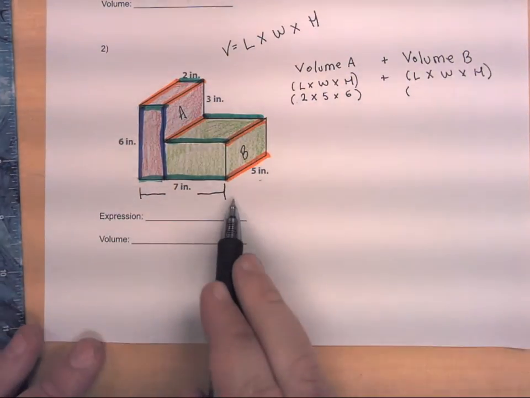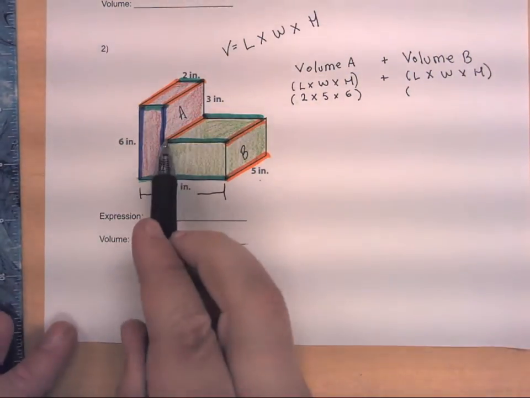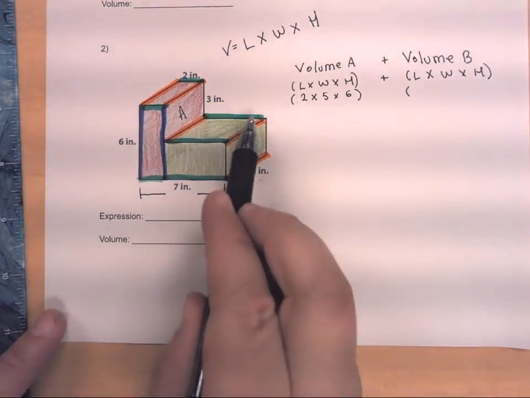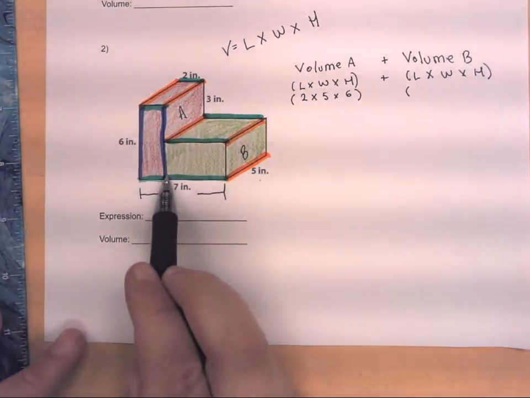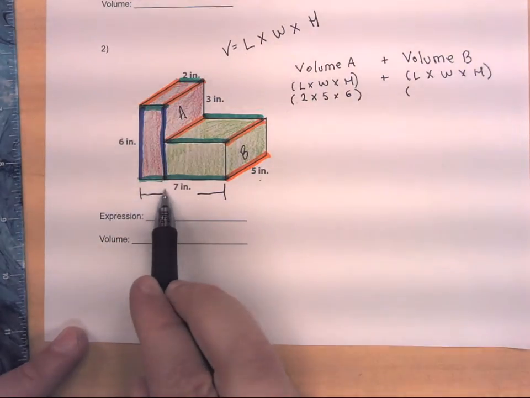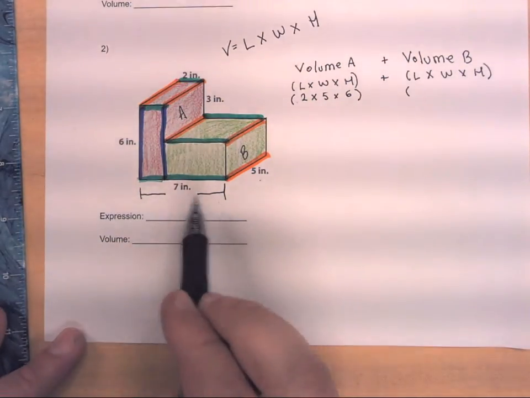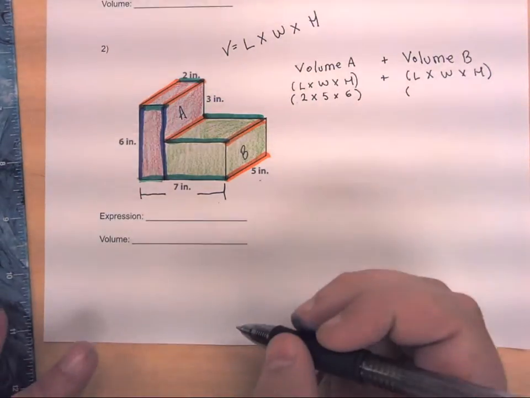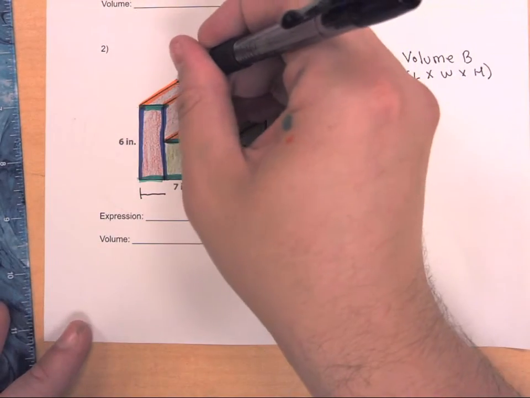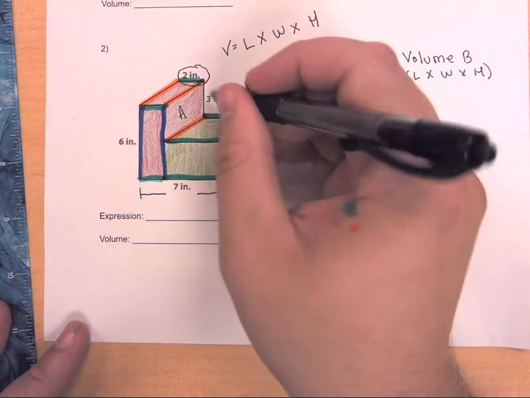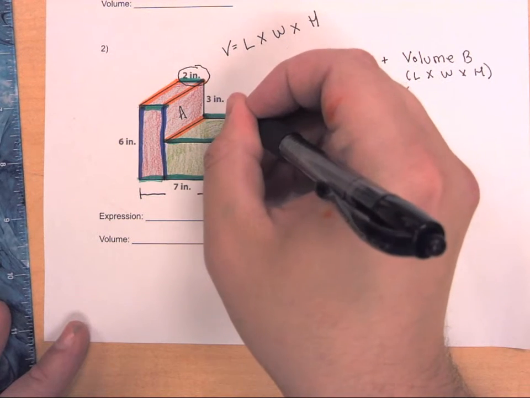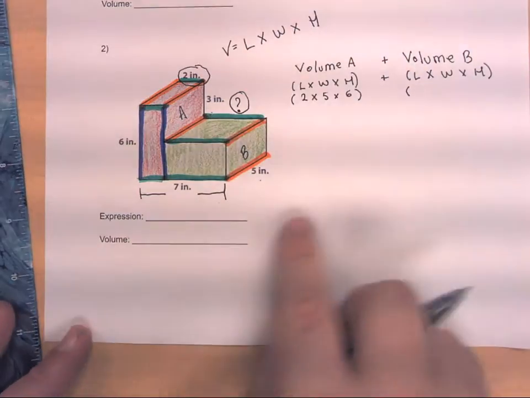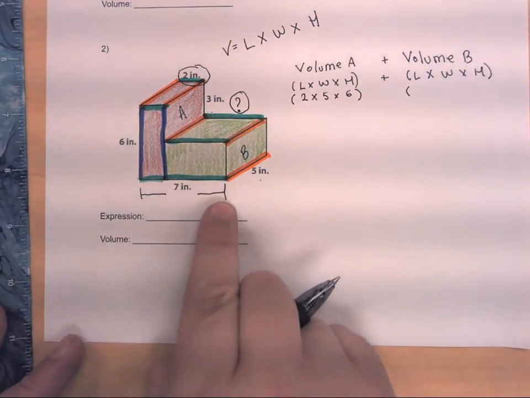is 7 inches. But 7 inches is not the value for this length here. This length here is noticeably shorter than the full length of the figure, which is 7. So what we need to recognize here is that this 2 added to the value here that we're looking for should add up to 7.